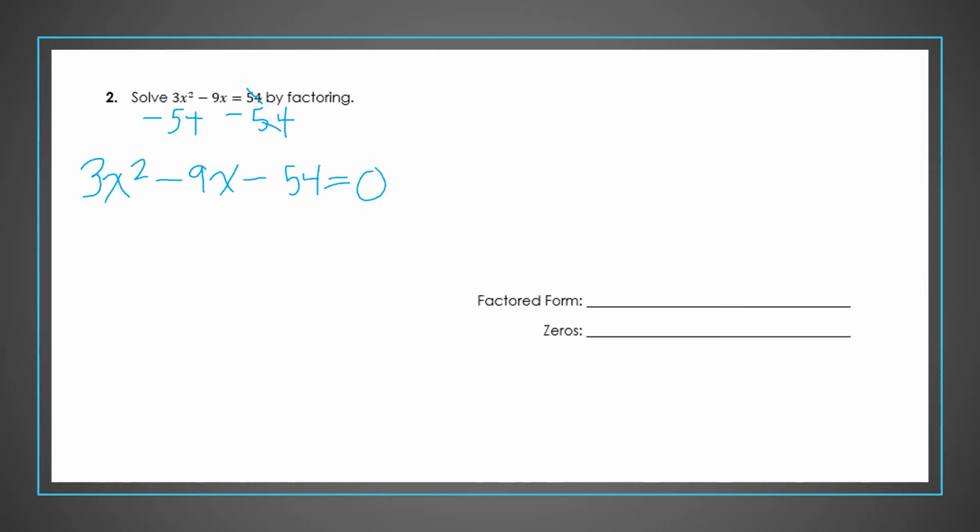The next thing you want to check for is a GCF. 3 does go into all three terms, so we're going to divide them all by 3.